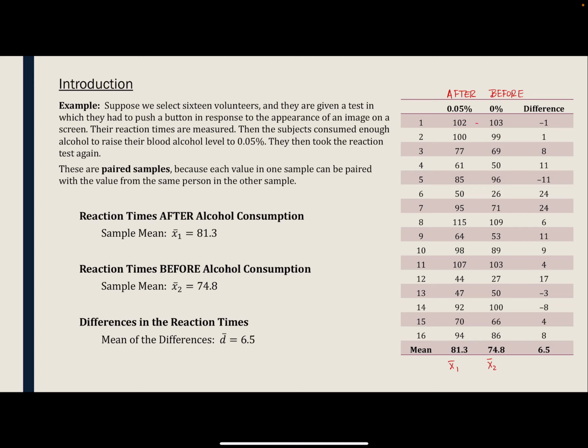So they took 102 minus 103 and got negative 1. 100 minus 99 and got 1. And they did this subtraction all the way down. And they ended up with this column of differences. Then they calculated the mean of these differences. We call this D bar.